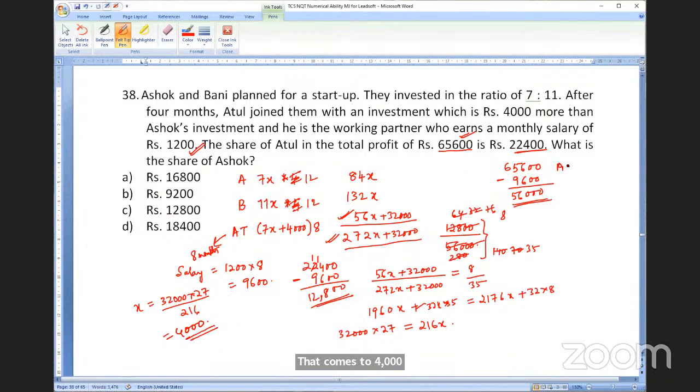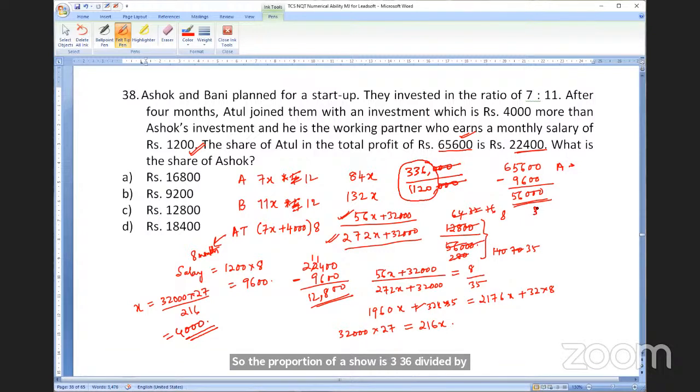So Ashok's investment is 84 into 4,000. Total investment is 272 into 4,000 plus 32,000. That proportion will help us find the share of Ashok. So 4,000 into 84 gives us 3,36,000. 272 into 4,000, and if we add 32,000, it comes to 11 lakhs 20,000. So the proportion of Ashok is 336 divided by 1120.